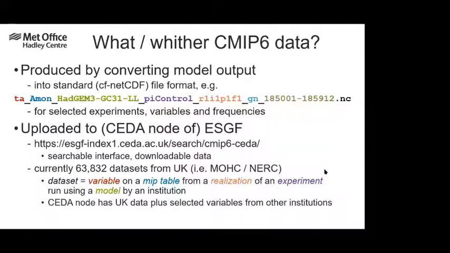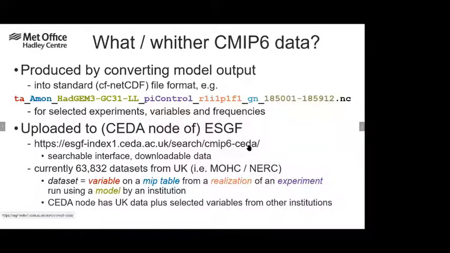We've been reducing that for selected experiments, selected variables, and selected frequencies, and I'll explain in more detail later on what I mean by selected in those cases. Once we produce that output, we upload it to the Centre for Environmental Data Analysis, CEDA, the UK node of ESGF, the Earth System Grid Federation. This is the means by which the CMIP6 data is made available to analysts and theoreticians and climate scientists all over the world. So once it's up there, anybody can look at it.